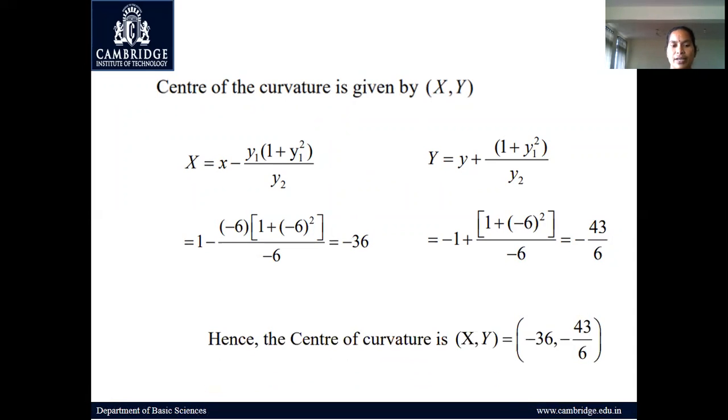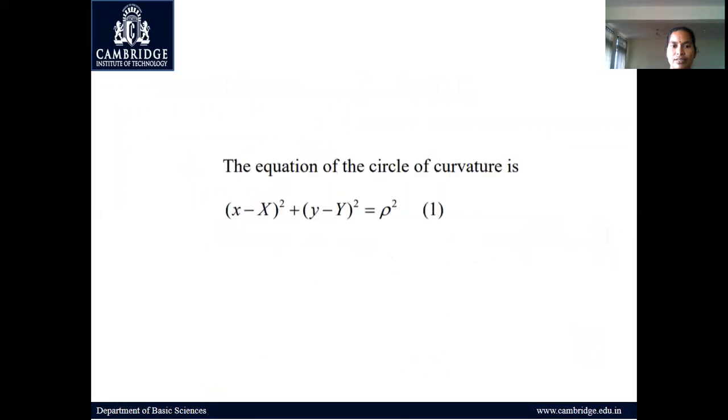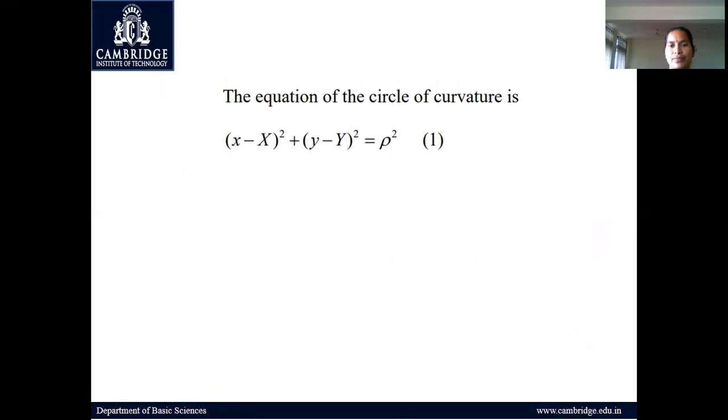So we got the center of the curvature as minus 36 comma minus 43 by 6. Hence the center of the curvature x comma y is equal to minus 36 comma minus 43 by 6. So now we'll consider the equation of the circle. The equation of the circle of curvature is given by (X minus x) whole square plus (Y minus y) whole square is equal to rho square. This we are calling equation 1.